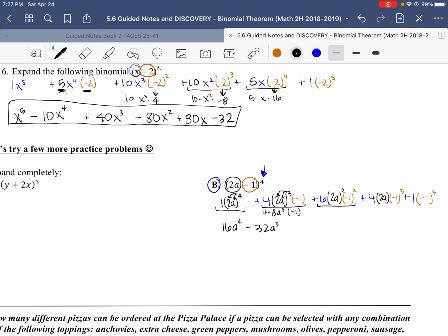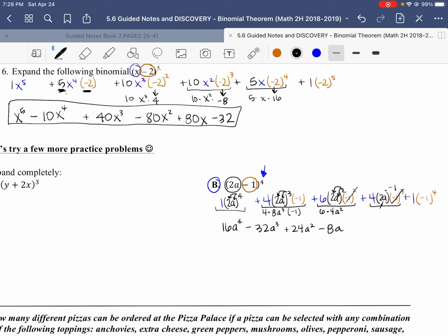So really test your exponent rules. Okay, so we've got 6 times, we've got 2 squared, which is 4, a squared, which is a squared, times negative 1 squared. If you square negative 1, it just becomes a positive 1. So that one's just 6 times 4, which is 24a squared. And then this next one, it looks like 4 times 2a times negative 1 to the third. Negative 1 to the third is just negative 1. So we've got 4 times 2 is 8, times negative 1 is negative 8, and then we'll bring that a down.